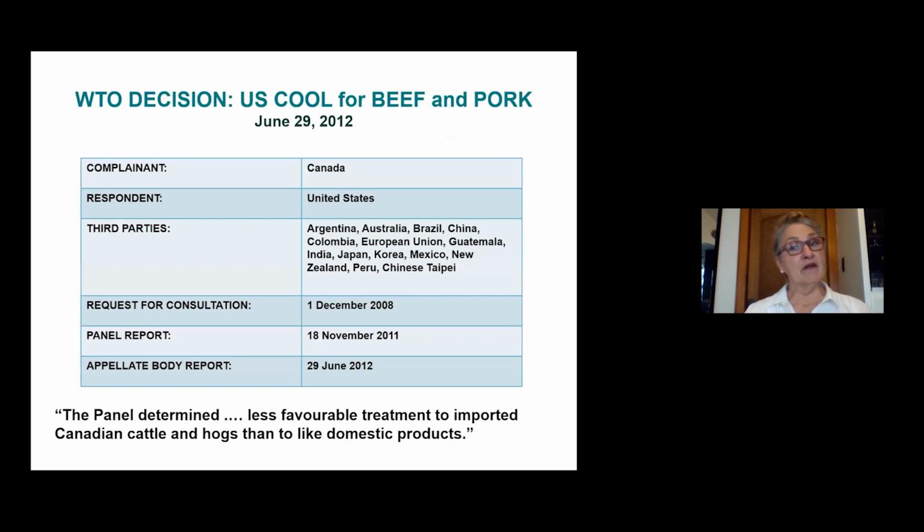So sometimes everyone doesn't agree, and the WTO has to look. There was a country of origin label for beef and pork, and the complaint was from Canada to the United States. There were third parties of other countries that also had a complaint. They asked for this, and the panel determined it was less favorable treatment to imported Canadian cattle and hogs than to domestic products. And nobody was really satisfied with this.